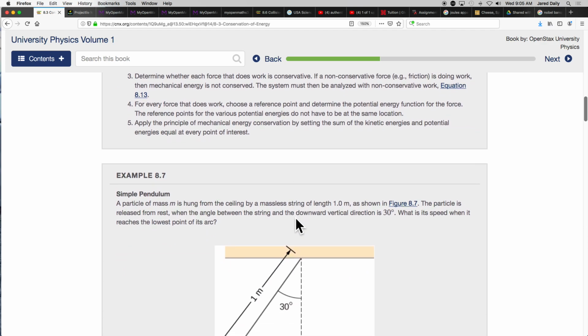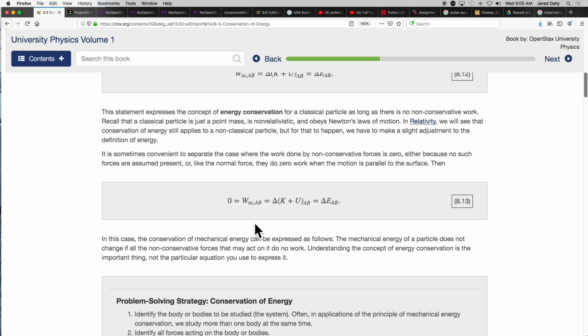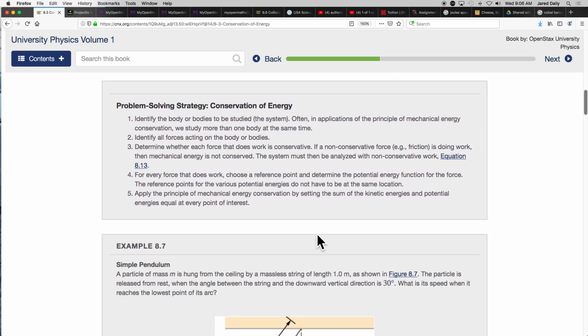And then you're going to apply this conservation of energy equation, which you're going to put all together. You're going to figure out all the energies, and then you're going to put the non-conservative works on one side, all the changes in kinetic energy and the changes in potential energy on the other side, and solve the equation for something that you don't know, in essence. That's what you're trying to do in the end.